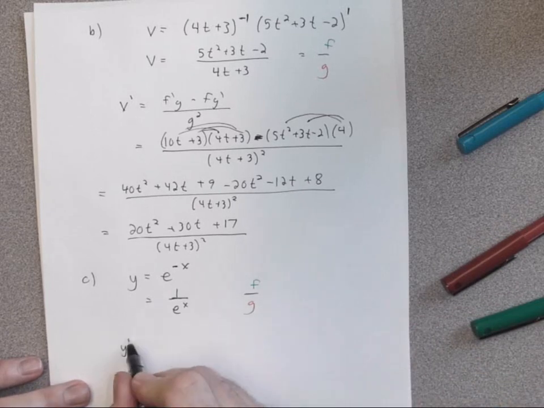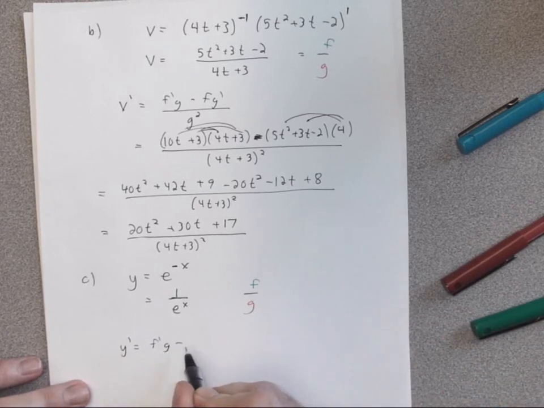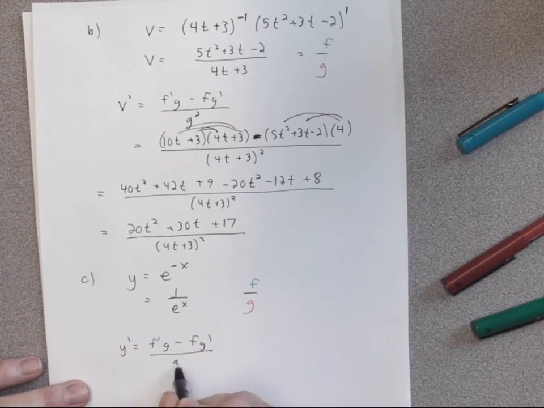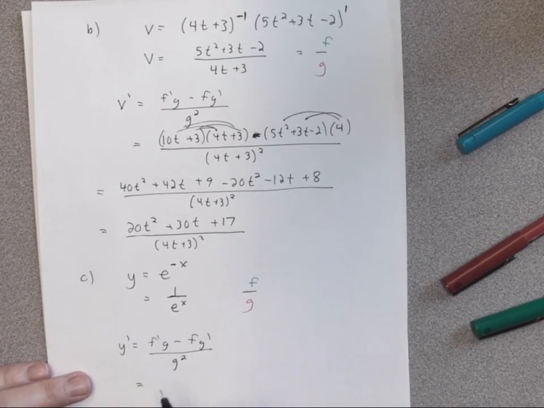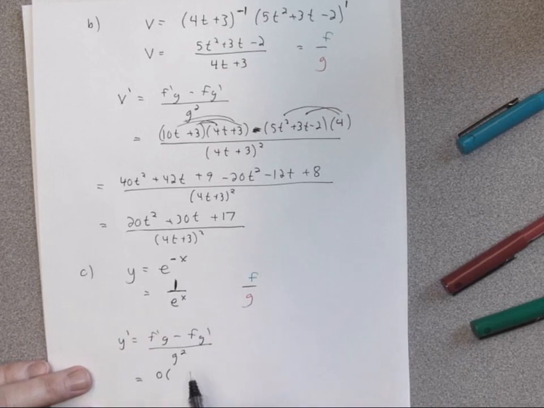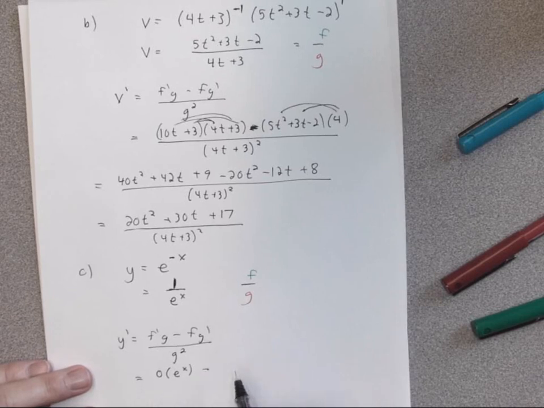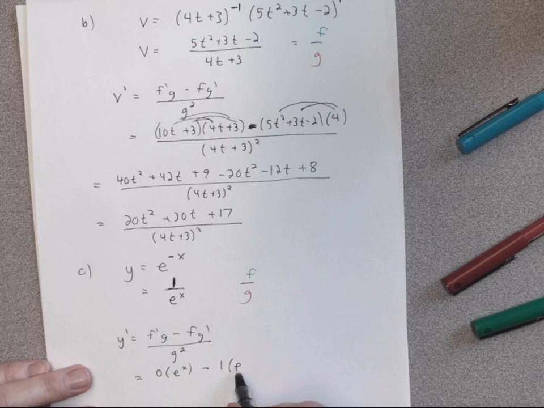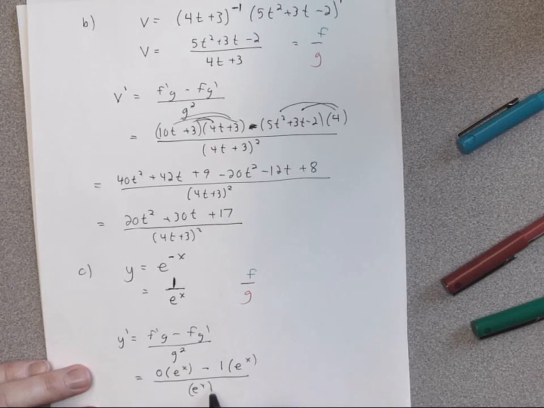So it means y prime is going to be equal to f prime g minus f g prime all over g squared. So we're going to get the derivative of the top. Well, the derivative of a constant is 0 times the bottom, which really doesn't matter because it's a 0 and that is a coefficient, minus the top, which is 1, times the derivative of the bottom. The derivative of e to the x is e to the x, all over the bottom squared, which is e to the x squared.